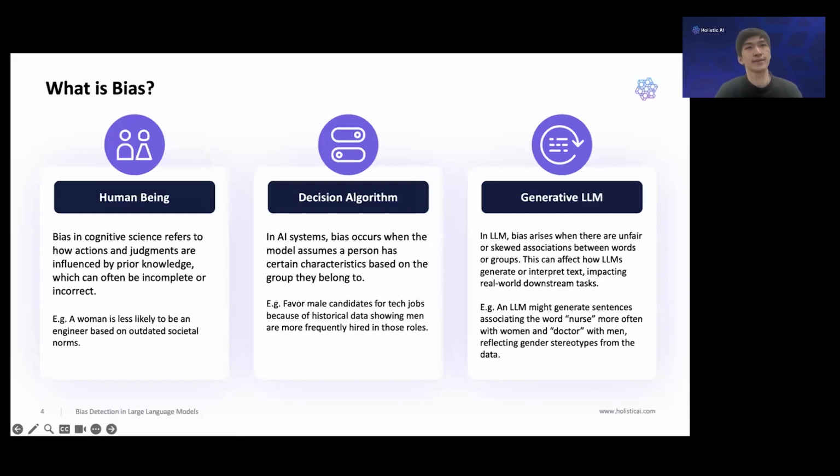In terms of general AI systems and decision algorithms, bias shows up when the models make assumptions about certain characteristics of people based on their groups. For example, an algorithm might favor male candidates for tech jobs because the data show males are more frequently hired in those roles. And in terms of generative LLMs, bias occurs when there are unfair or skewed associations between words or groups. For example, an LLM might generate sentences associating the word nurse more with women and doctor with men.